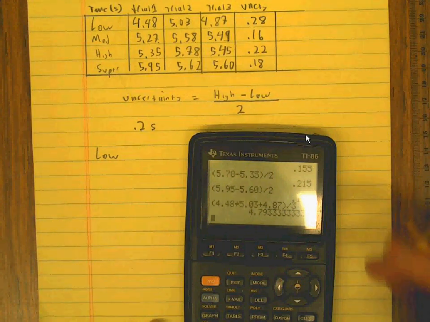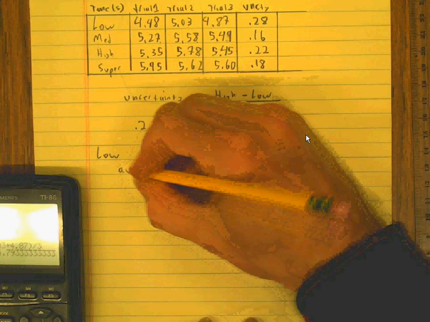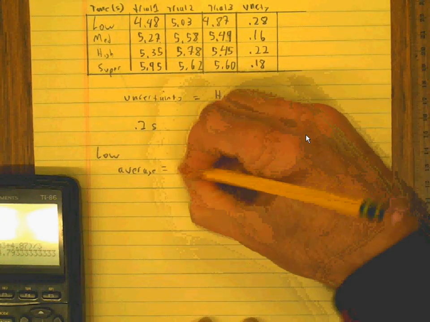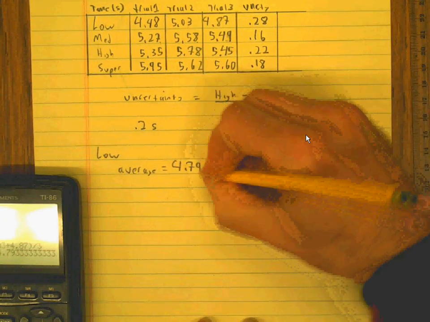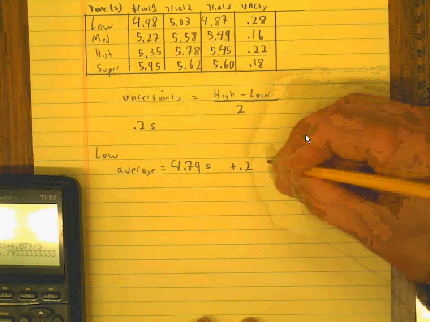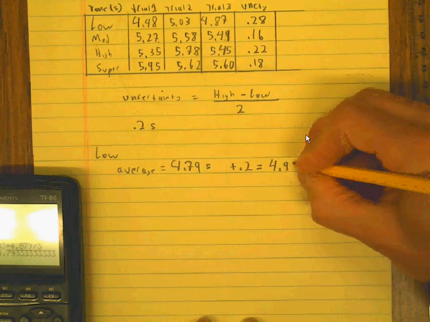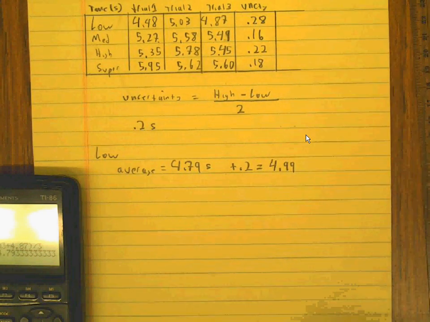And it's 4.79. So the average is 4.79 seconds. Then I'm going to add 0.2 and say that it's been in the air for 4.99 seconds, because I started the stopwatch a little bit late.